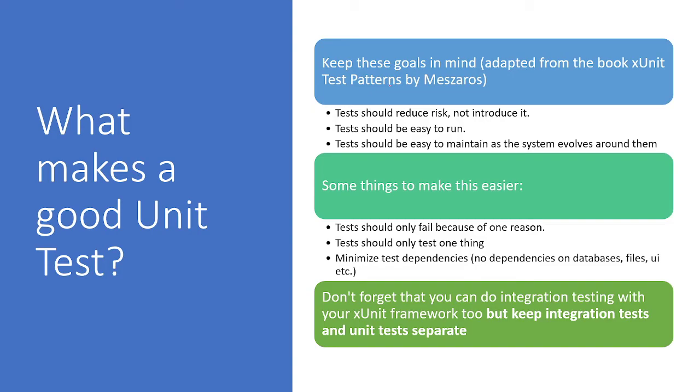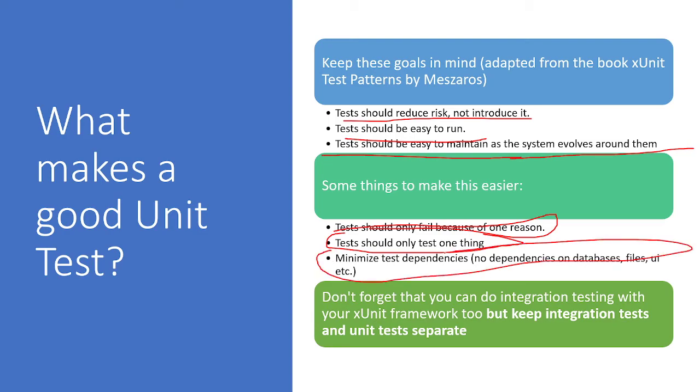So what makes a good unit test? Tests should reduce risk, not introduce it. Tests should be easy to run. Tests should be easy to maintain as the system evolves around them. Tests should only fail for one reason. Tests should only test one thing. Minimize test dependencies.